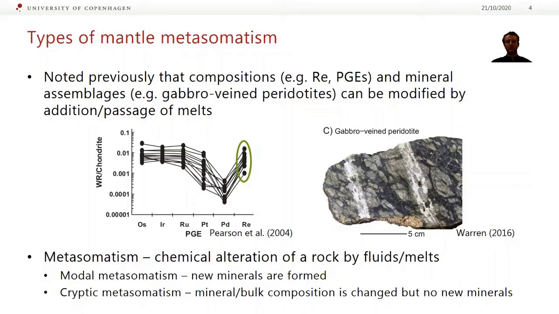There's two main types. One is modal metasomatism, so this is where new minerals are formed, and usually it's fairly obvious that something's been metasomatized. The other is cryptic metasomatism, and these are changes in the mineral or bulk compositions, but you can't really see any new minerals. So this could be something being introduced along the grain boundaries of minerals, or just shifting the compositions of minerals without forming anything new.